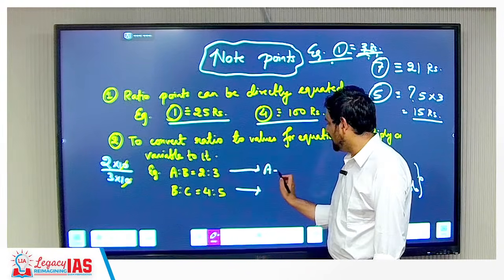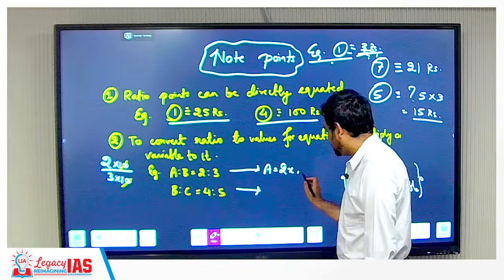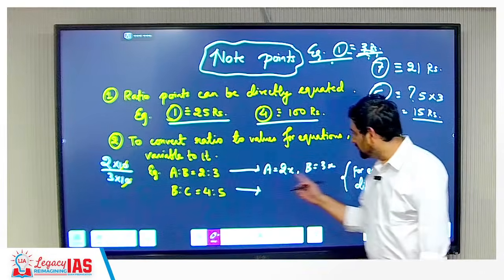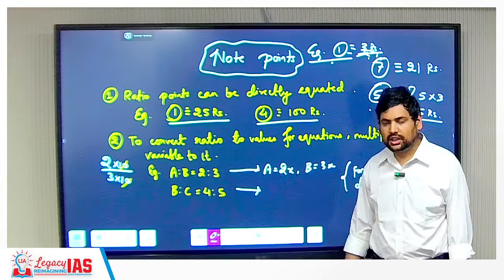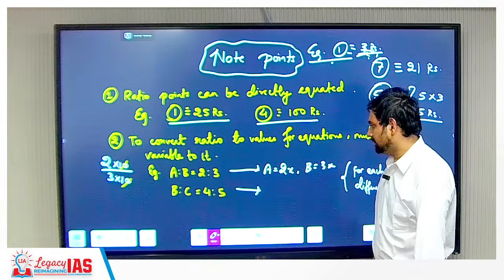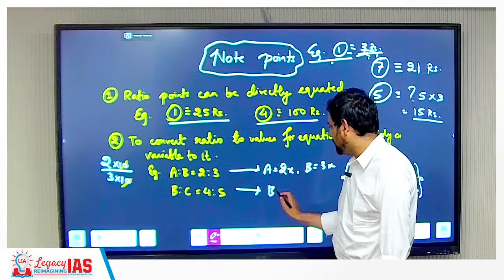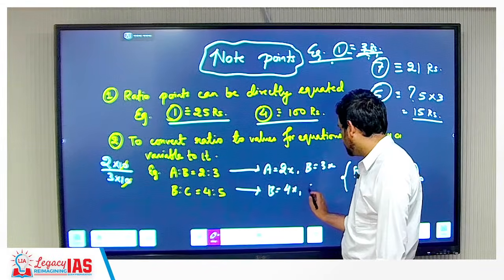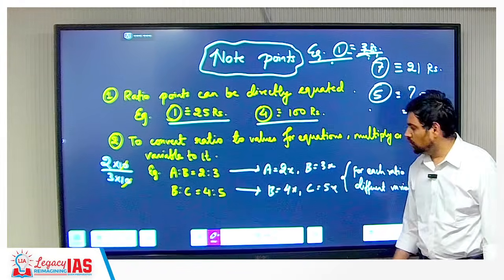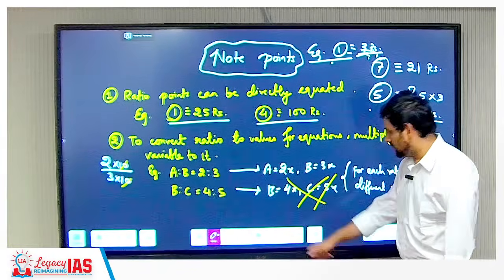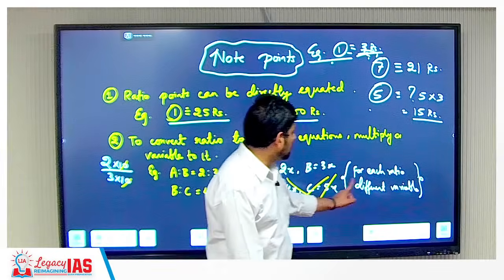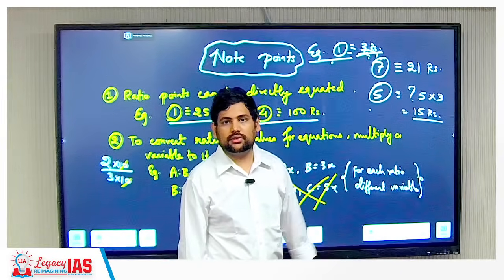So I will write A is equals to not 2 but 2x, and B is equals to 3x. x is that variable. If you still take the ratio, it comes out to be 2 ratio 3. Similarly, for B ratio C, if this is just one question, can I write B is equals to 4x and C is equals to 5x? No, I cannot write like this. Why? Because I have already used x. For each ratio, I must take a different variable.